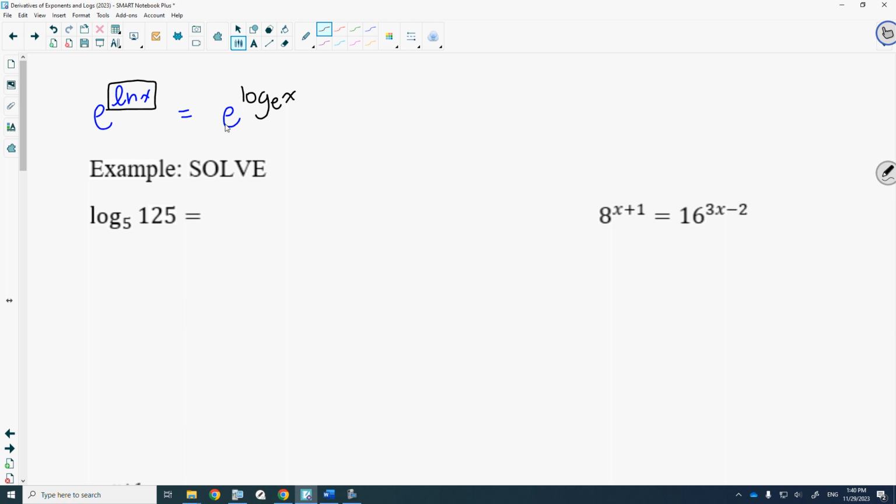Then if we have a base of E raised to a log base of E, what was the answer? The answer is the argument, which is x. Okay, so this answer is equal to x. So we talked about that in part 1.